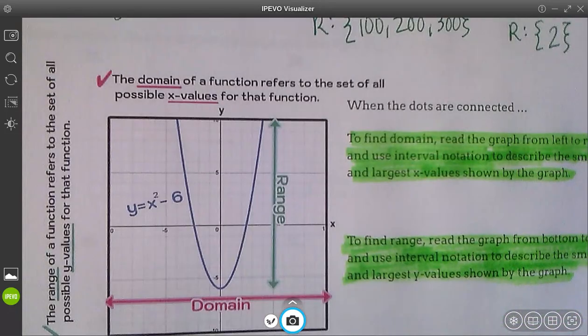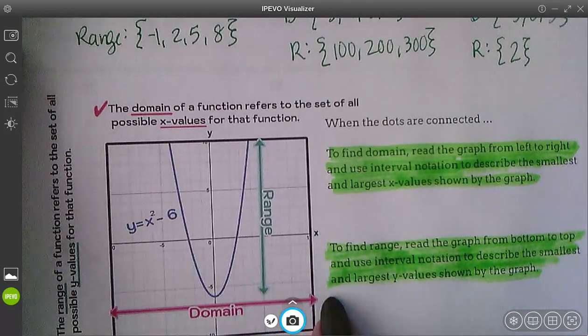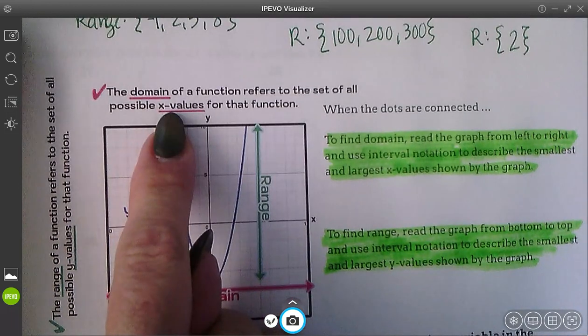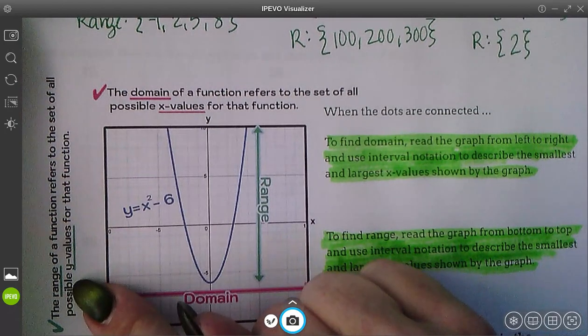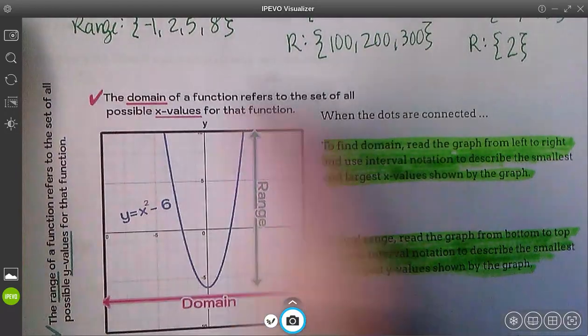Okay, finding domain and range from a graph is pretty important. So here I have domain goes from left to right, range goes bottom to top. The domain refers to the set of all possible x values. Range refers to the set of all possible y values. So we are going to read this left to right.